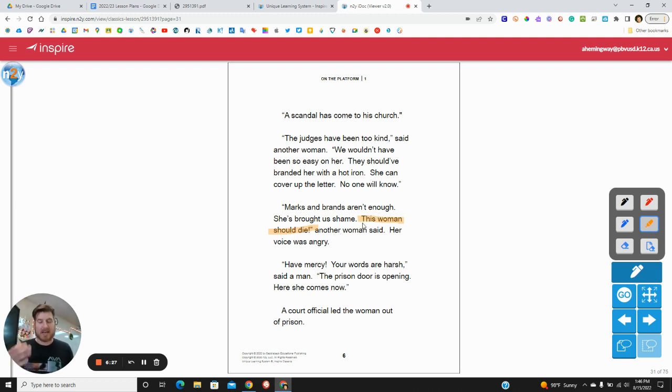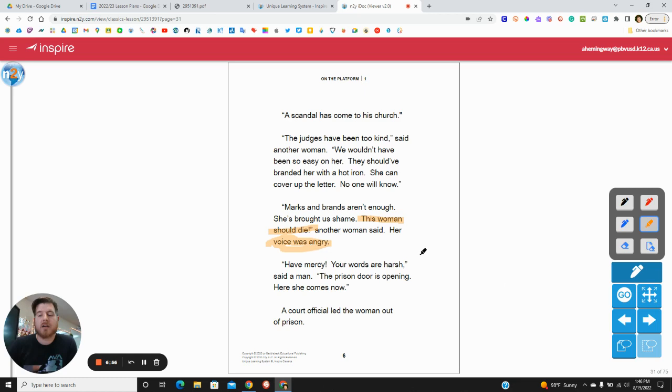So this sentence right here is a good example that tells us how the women feel. And it even says right here that her voice was angry. It doesn't say she felt angry, it just says her voice was angry. But from that, we can infer that they felt anger towards this woman, that they did not like her. Telling someone that they should die, clearly they don't want them around anymore. So, to me, you can infer that they do not like this woman.